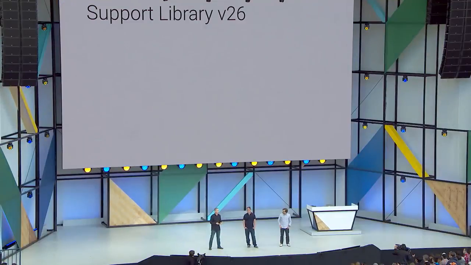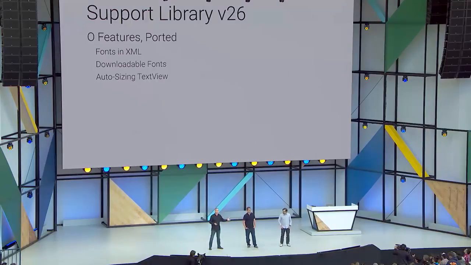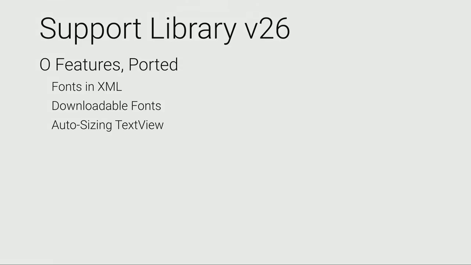So beyond the platform, we have the support library, and other mechanisms for delivering things that aren't just about the O release. We wanted to call out some of those. There's the V26 beta release that comes out with Developer Preview 2. The stuff that we already talked about in text, fonts in XML, downloadable fonts, as well as auto-sizing TextView, those are all in there. You can check those out.